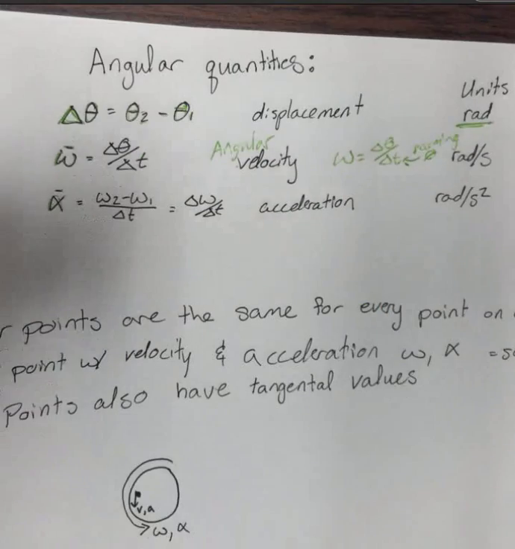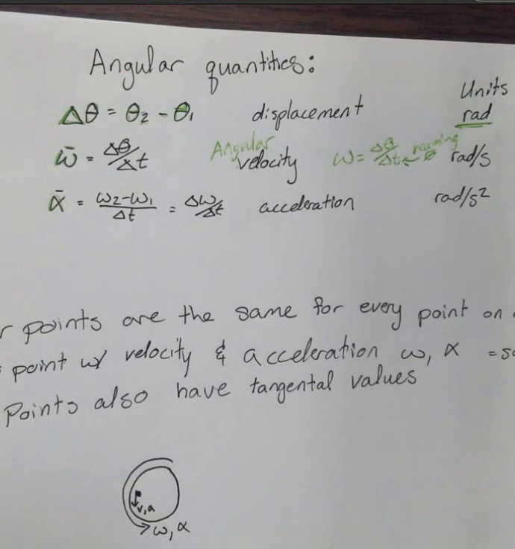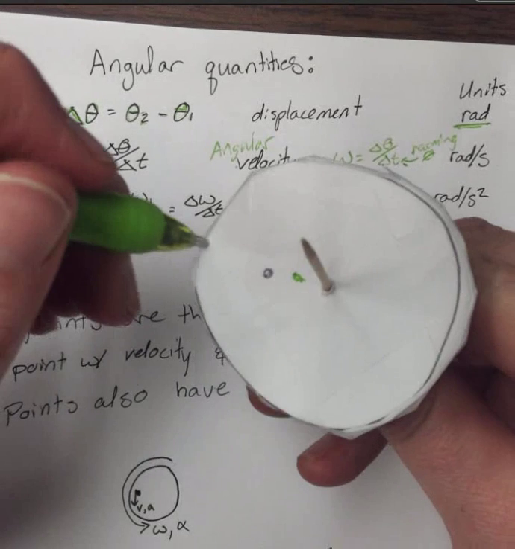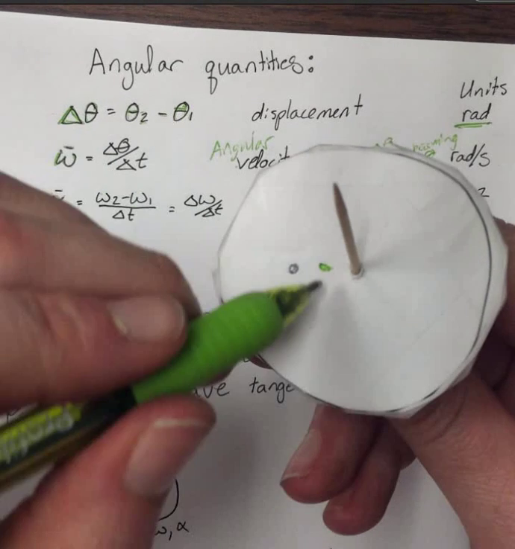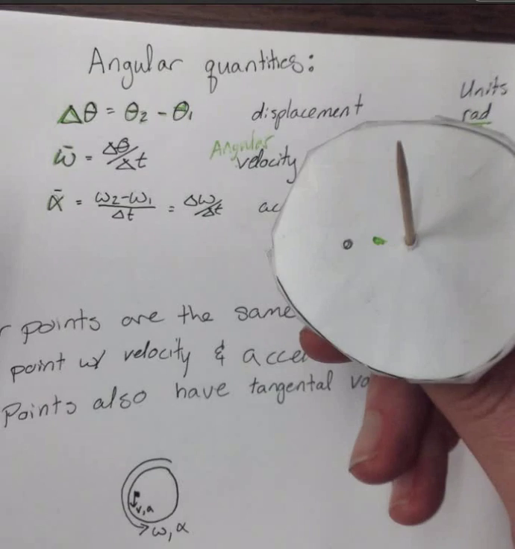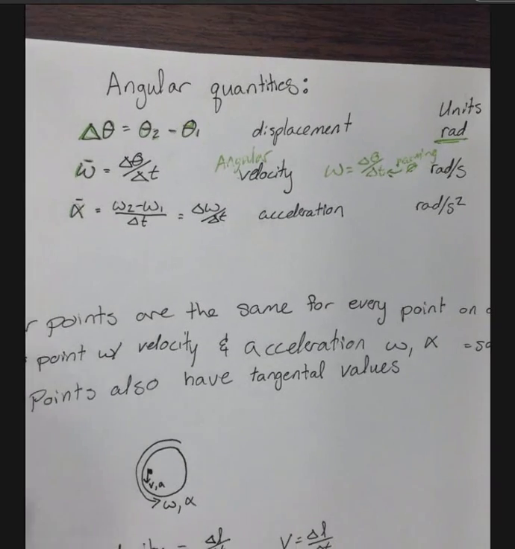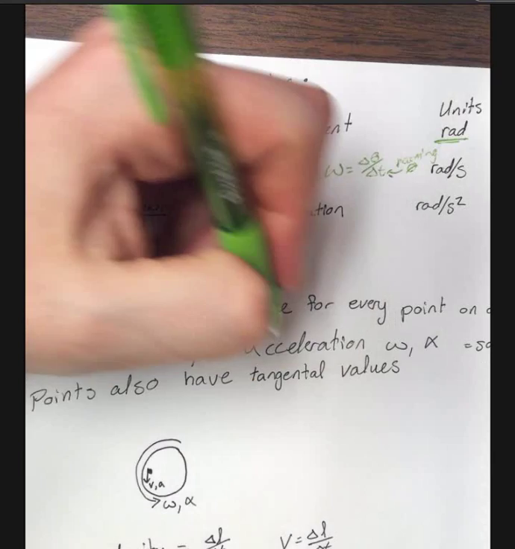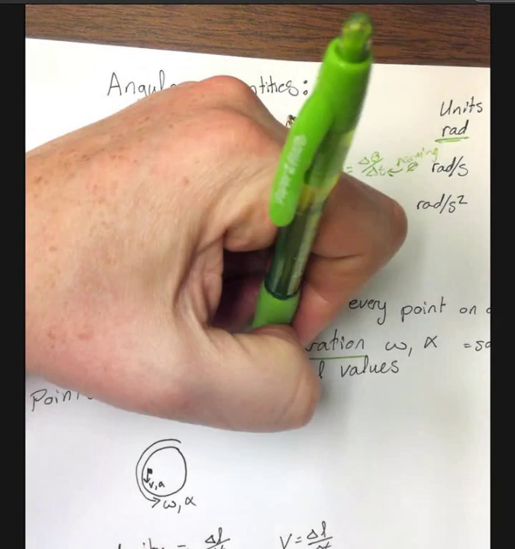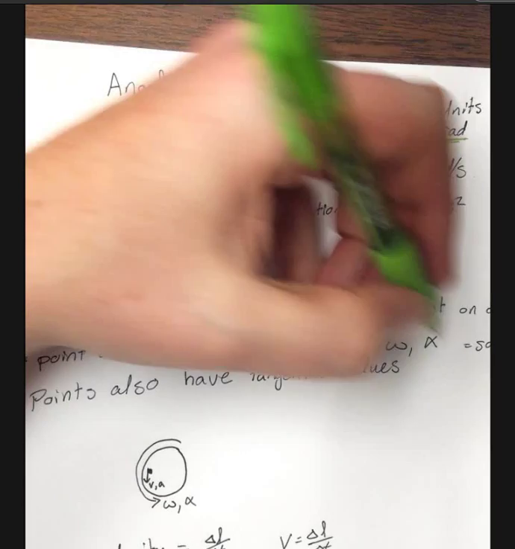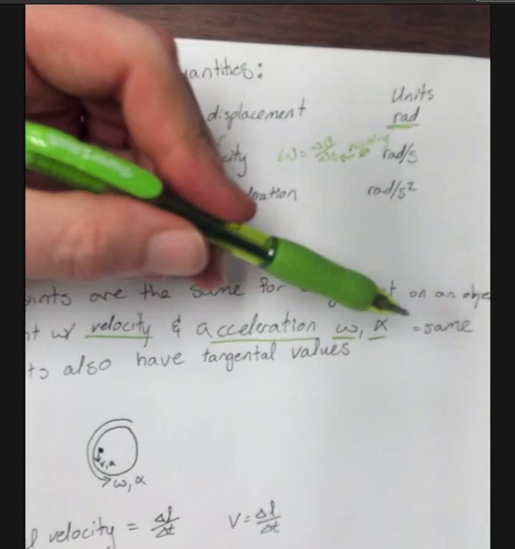So that means that for angular motion, the values are the same for every point on the object, whether we're hanging out all the way out at the far point or right next to the axis. And that's really an interesting topic. That means that every single point in an object is going to have the exact same velocity and the exact same acceleration when we talk about angular terms. Omega and alpha will be the same for every single point on the object.